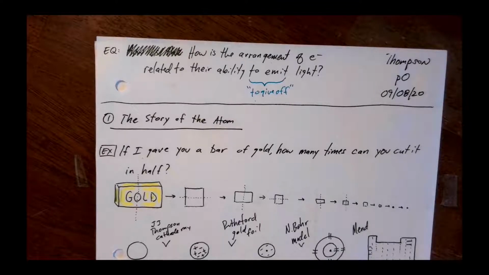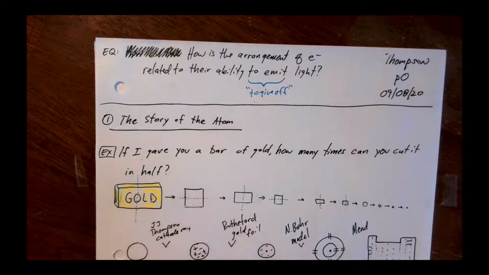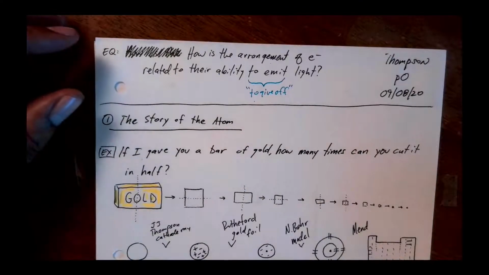Welcome back, scholars and warriors. We're going to jump right in where we left off, which was on the story of the atom. We've gotten as far as the Bohr model, and I'm ready now to introduce to you how to show the Bohr model, and we're also going to try to get into electron configuration. If not today, hopefully we can set it up for the next class.